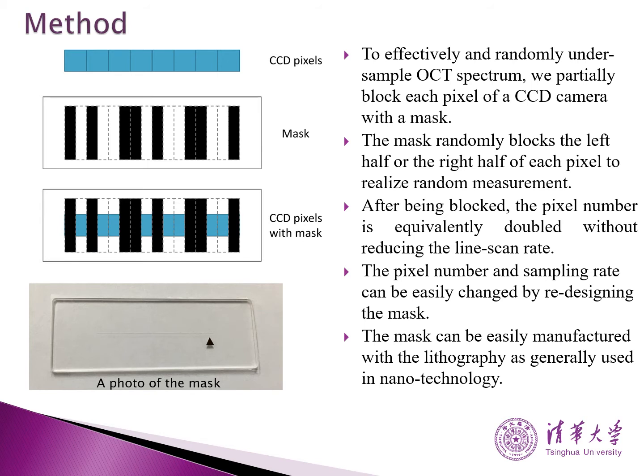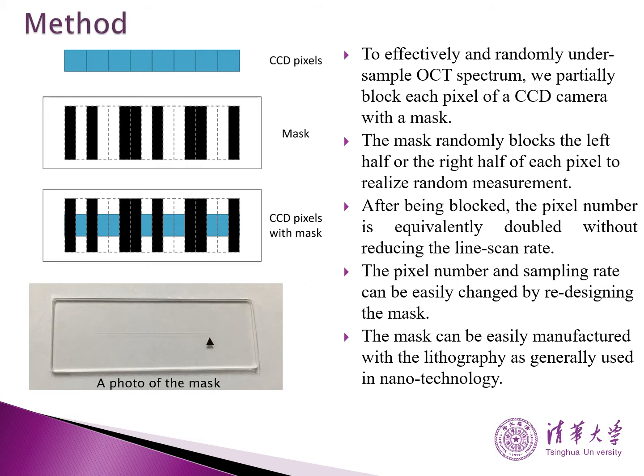To effectively and randomly undersample this OCT spectrum, we design a mask to block each pixel of the CCD camera. The mask randomly blocks the left half or the right half of each pixel to realize random measurements. This means that each half pixel becomes 1 pixel of the new smart CCD camera.